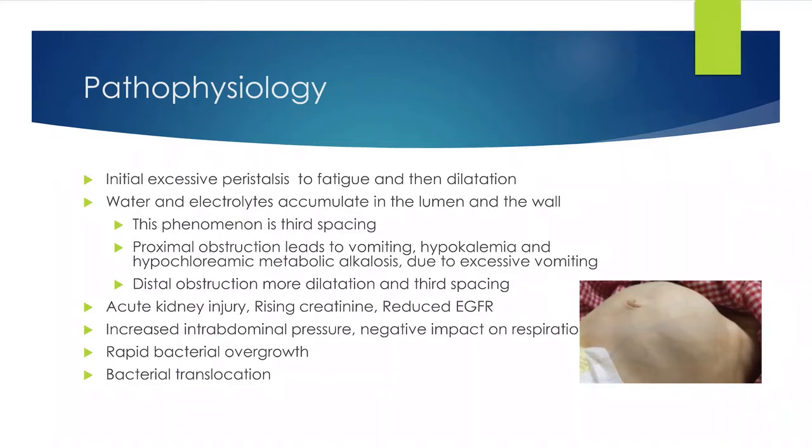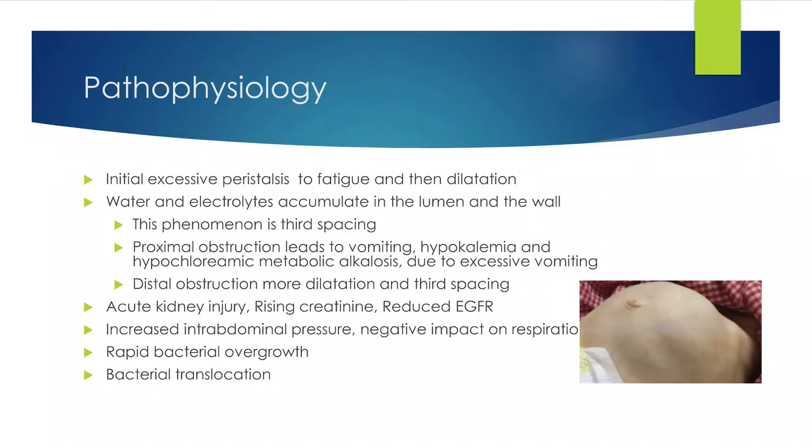Distal obstruction obviously will lead to more dilatation and more third spacing than proximal small bowel obstruction. So there is this bit of change in pathophysiology that will be different in these two cases, which is important to keep in mind. As a result of that, we get what's called acute kidney injury, and that's caused by the fluid shift and the hemodynamic changes that will occur. So the patient will have rising creatinine and reduced eGFR, the glomerular filtration rate, when you check their renal function on their blood test.